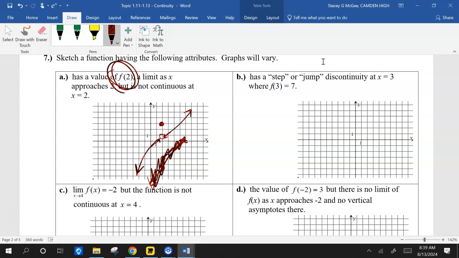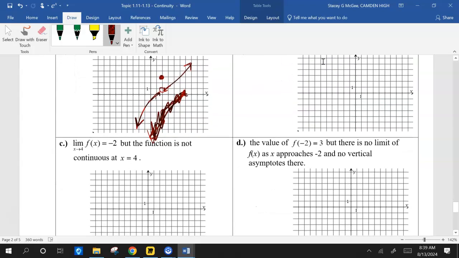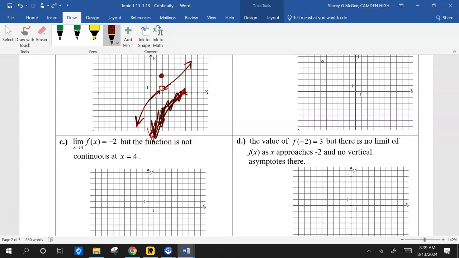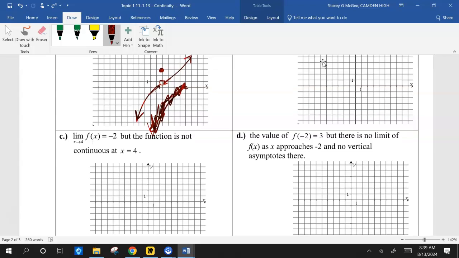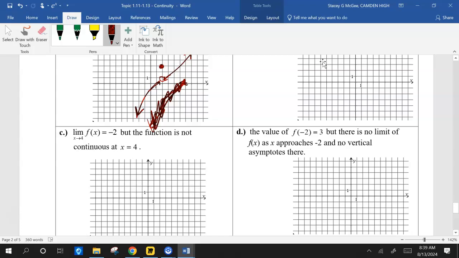Which other one did I say, C? The limit as x approaches 4 of f of x equals negative 2, but the function is not continuous at x equals 4. Is the limit as x approaches 4 negative 2? Yep. Is it continuous at x equals 4? No.